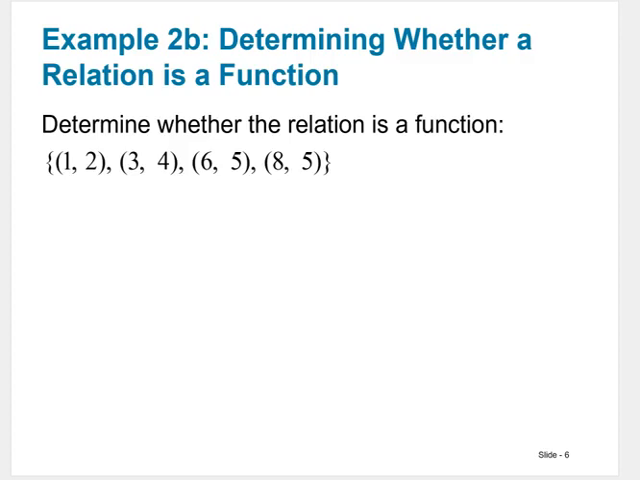So here, determine whether the relation is a function. Okay, so let's look at, again, domain values. That's all we need to look at. 1, 3, 6, and 8. Nothing is repeating, so that is a function. Now, if one of those repeated, then it would not be a function.